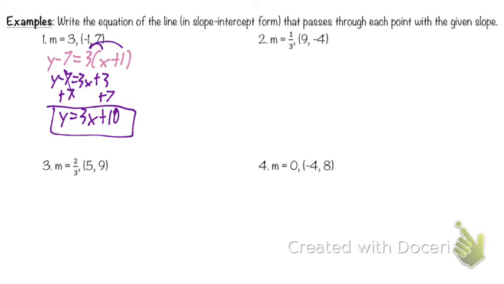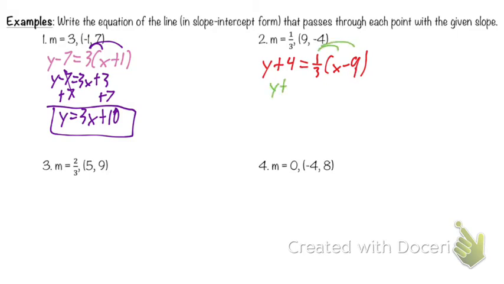Questions on that? All right, I want you guys to try number 2. On number 2, m is 1 over 3, and the point is 9 comma negative 4. So we have y plus 4 is equal to 1/3 times the quantity x minus 9. We might think, oh no, we have a fraction. That's going to be a pain. Well, actually, it doesn't work out too badly here.